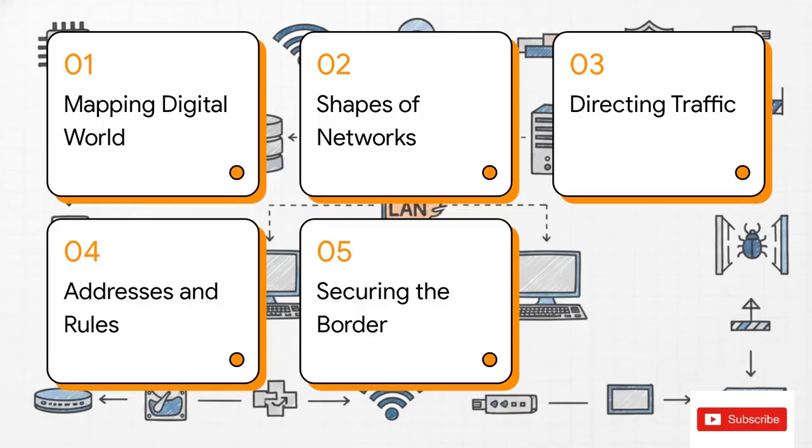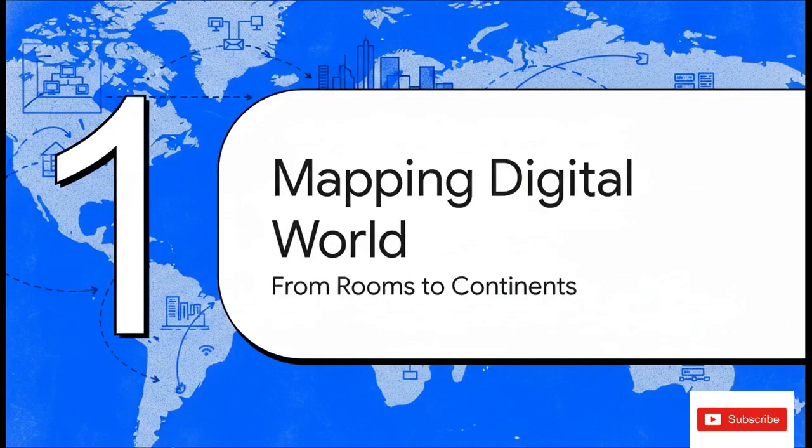So, here's our roadmap for today. First, we'll map out the digital world. Then, we'll look at the actual shapes of these networks. Third, directing the network traffic. Fourth, addresses and network rules. And finally, securing the digital border. Let's get into it.